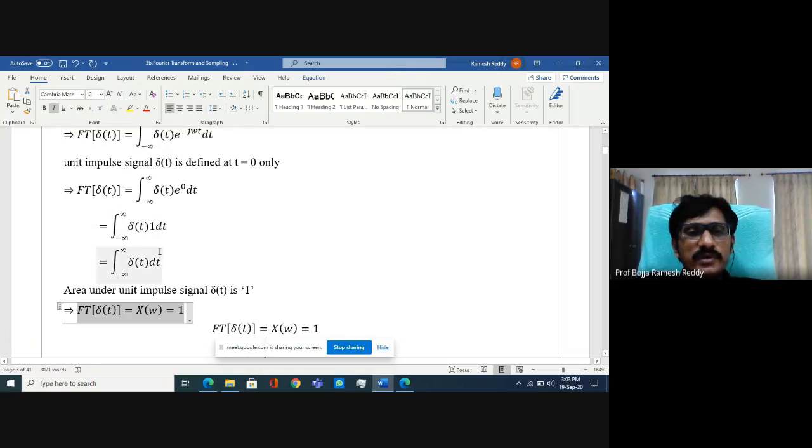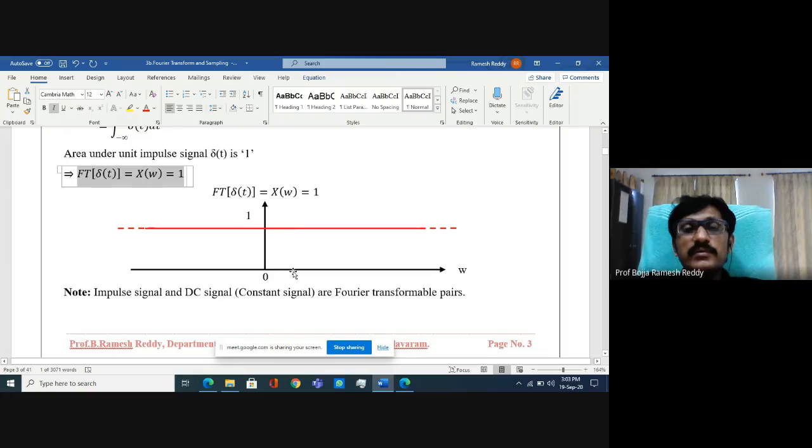This is the procedure actually, and now this is the formula. You have to know this formula: Fourier transform of del of t, simply put 1. Fourier transform of del of t is equal to x of omega is equal to 1. How to represent it graphically? 1 means what? A constant function. Constant functions extend from minus infinity to plus infinity. Whatever value, here it is 1. 1 is the constant amplitude between minus infinity and plus infinity.